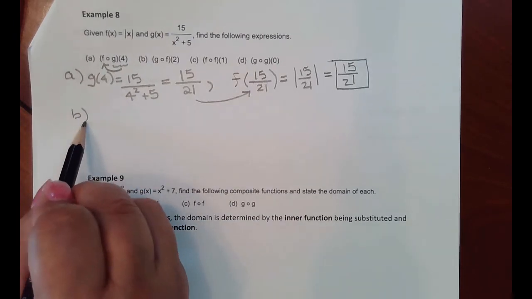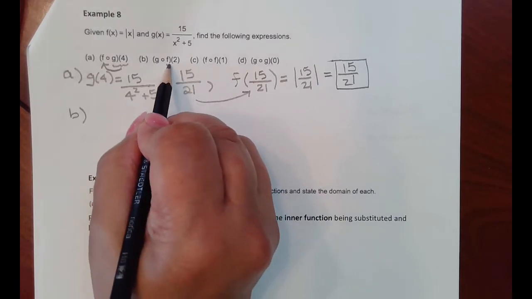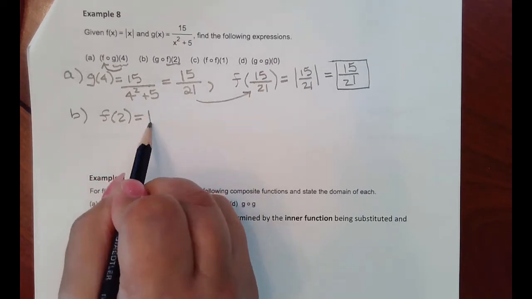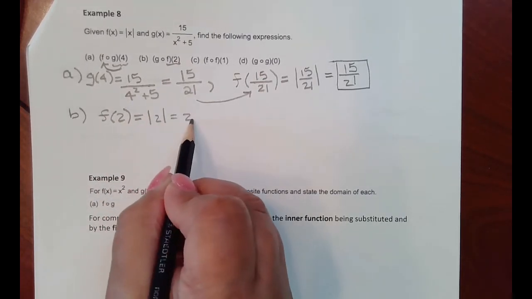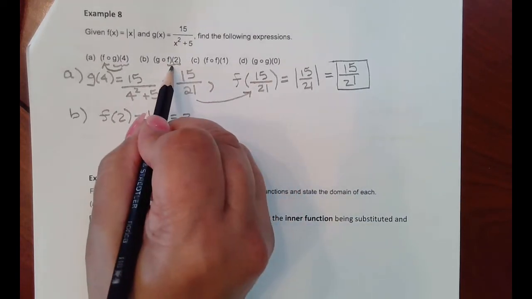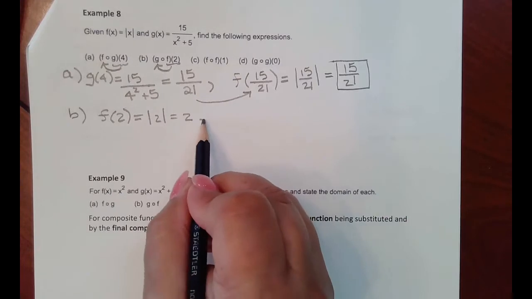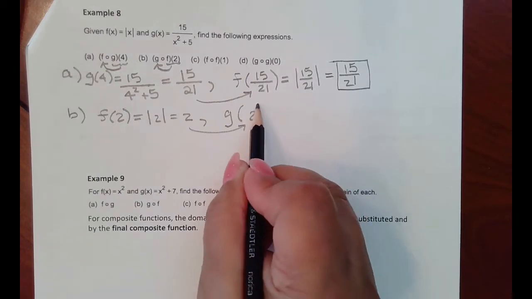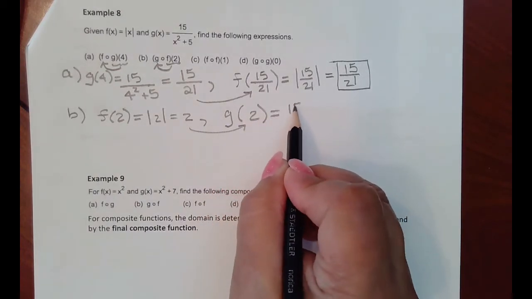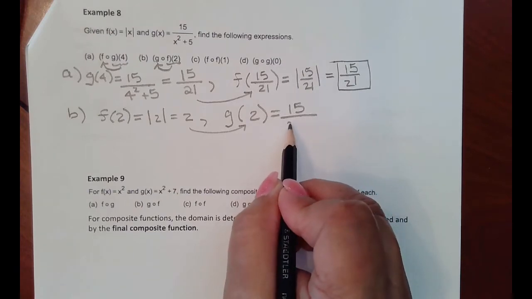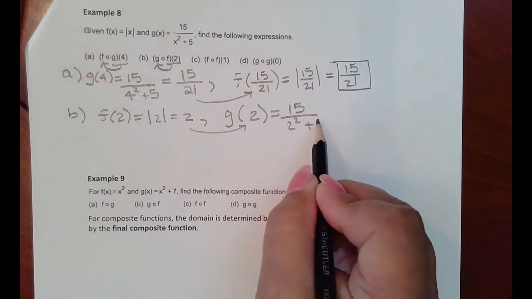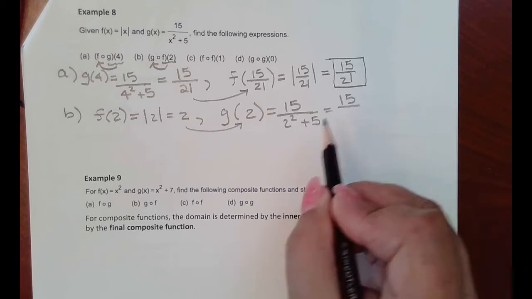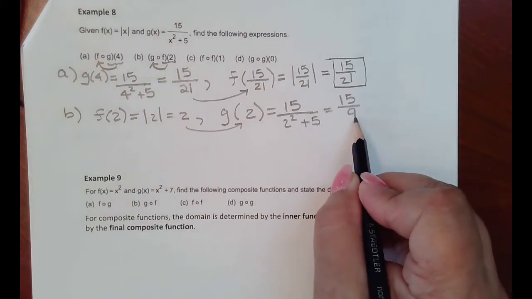Moving to part B. This one we're going to start off with f of 2. So grab the f function, which is absolute value of 2, which is just 2. And once you get that answer, you're going to plug that answer into the g function. So it's the g function. You're taking that answer you just got and plugging it in. G function is written as 15 over x squared plus 5, which is 15 over 2 squared plus 5. And that's equal to 15 over 4 plus 5, which is 9.